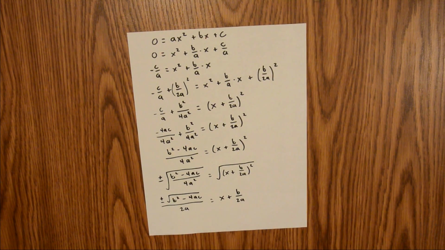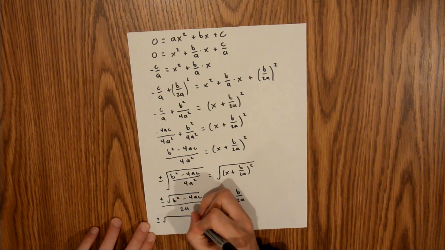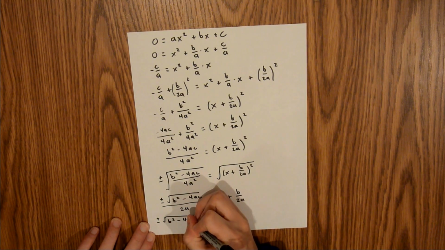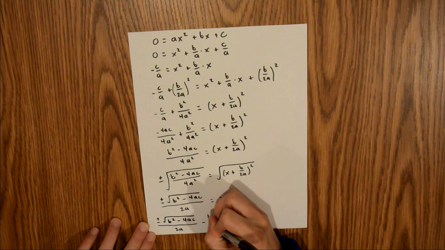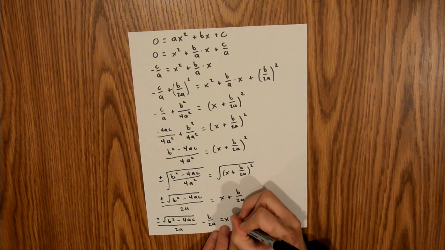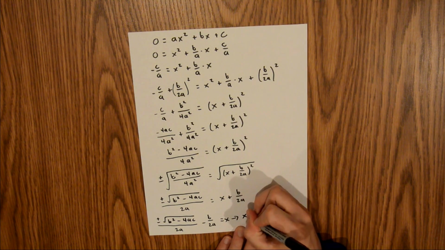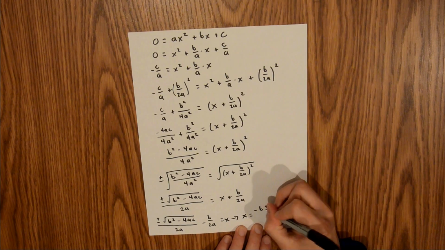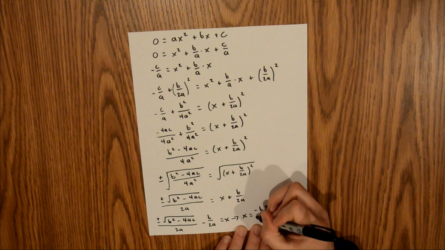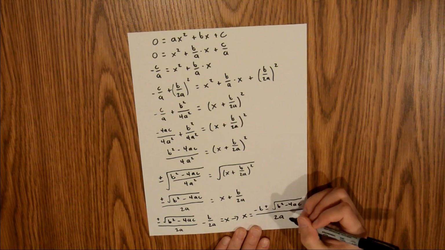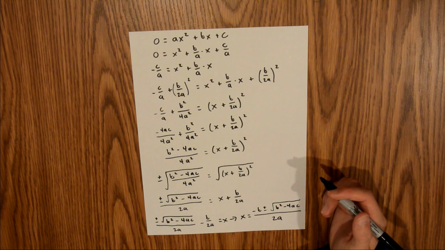And now if you subtract the b over 2a to the other side, you'll get plus or minus the square root of b squared minus 4ac all over 2a minus b over 2a is equal to x. And then if you combine those two terms, you end up with x equals negative b plus or minus the square root of b squared minus 4ac all over 2a. And that right there is the famous quadratic formula that many people use to solve quadratic equations.